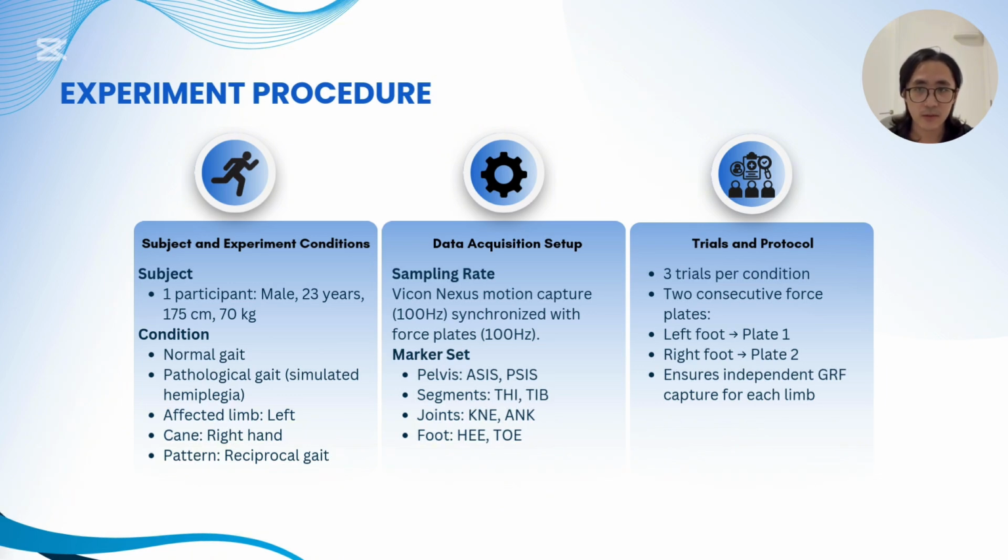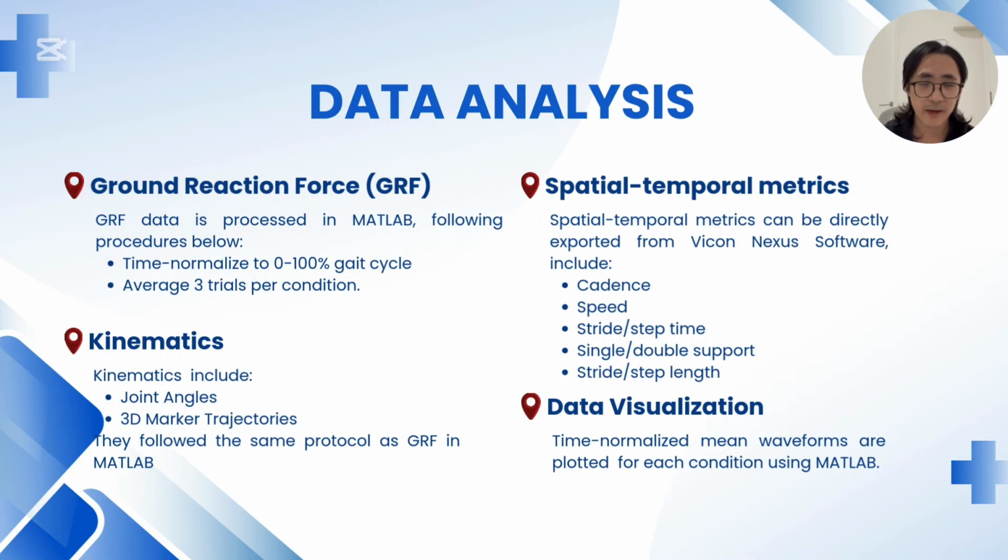The data analysis includes the time normalization of ground reaction force and the kinematics, as well as averaging of each metric across 3 trials. All data processing and visualization were done in MATLAB. Accordingly, spatial temporal metrics were exported from the Nexus software, including cadence, speed, stride and step time and length, and percentage of support.